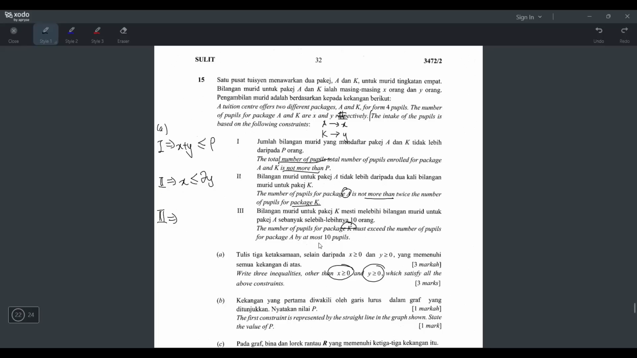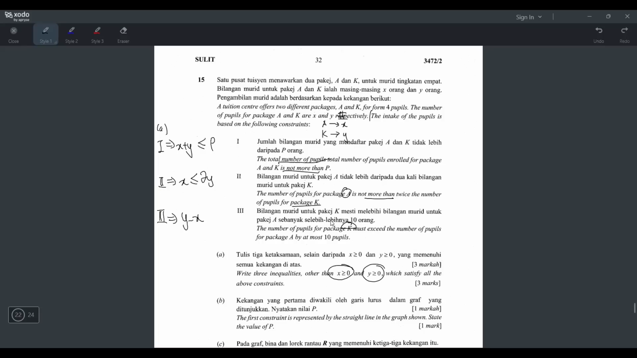It means when you take besar tolak kecil, the difference must be at most 10. Okay, bila you ambil besar tolak kecil, dia punya beza dia kena at most 10. Beza dia kena selebih-lebihnya 10. So that's why I say ambil besar tolak kecil. So siapa lebih besar sekarang? Package K or package A? So dia cakap package K must exceed the number of package A. It means package K kena melebihi package A by at most 10. Okay? So maksudnya you kena ambil Y minus X. Sebab besar tolak kecil.